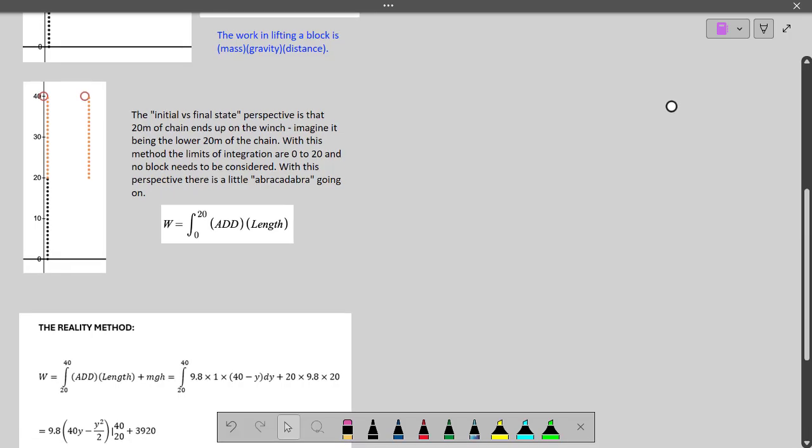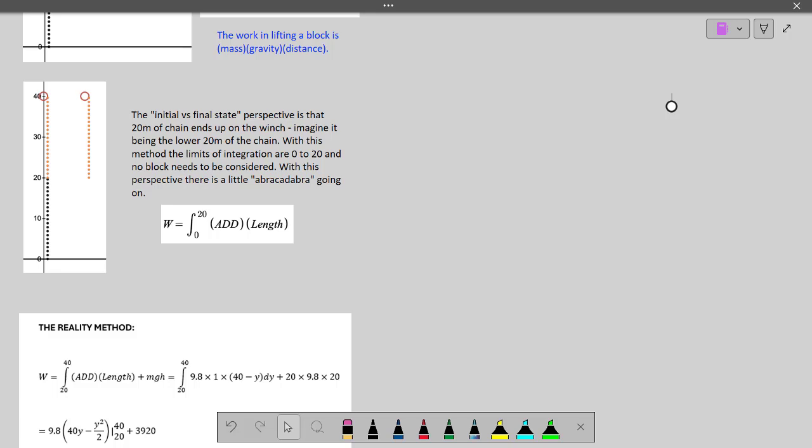And so in this case, the reality method is the way it is. This way is sort of looking at the initial state versus the terminal state. There's still half the chain hanging, and there's no reason you can't imagine that the black links are the ones that jumped up to the top and that the top half is stationary. Obviously, that doesn't match reality, but it works mathematically.